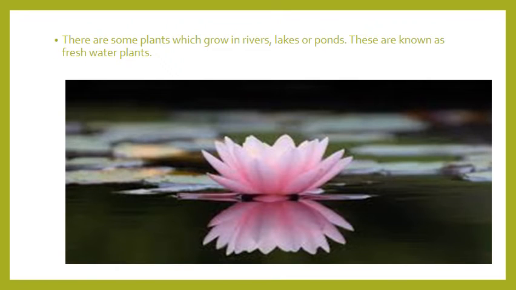And there are some plants which grow in rivers, lakes or ponds. They all are aquatic plants, but some aquatic plants grow in the fresh water of rivers, lakes and ponds. These plants are known as freshwater plants, like lotus and water lily. These are the freshwater plants.